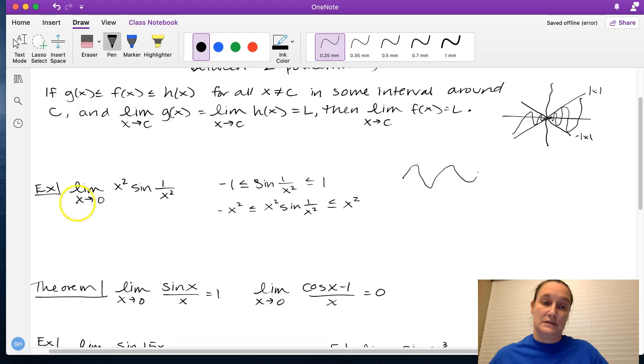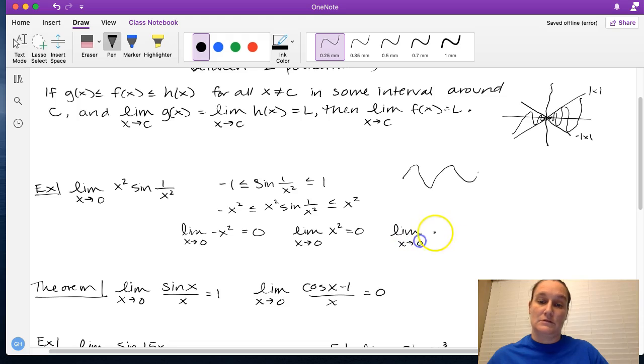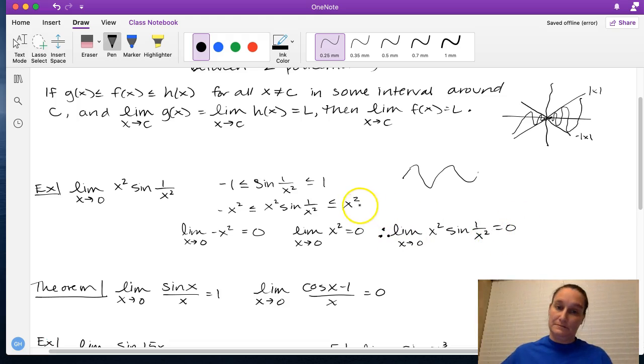So we're taking the limit as x goes to 0, based off of the problem. Let's take the limit as x goes to 0 of negative x squared. If you plug in 0, that's negative 0, which is 0. And the limit as x goes to 0 of x squared is also 0. Since they're both 0, then the limit as x goes to 0 of x squared sine of 1 over x squared is also equal to 0. So we say therefore, these 3 dots in a triangle mean therefore, the limit equals 0.